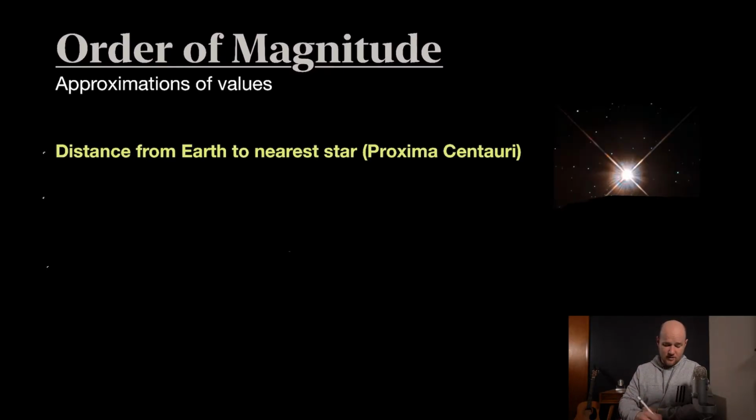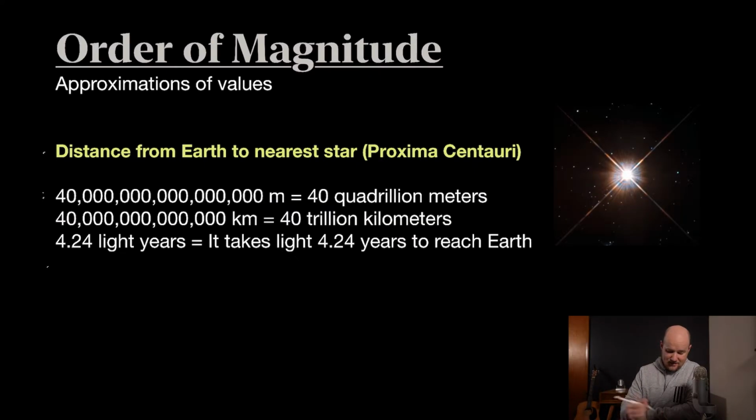So the first approximation that I want to give you is the distance from the Earth to the nearest star, which is Proxima Centauri. I guess that's how you say it. So this distance is very, very large. Anytime you're dealing with distances in the universe or solar systems, you're talking about very large distances. And by the way, this is Earth's nearest star, not counting the sun. We'll get into that distance in a little bit. But you can see that from the Earth to Proxima Centauri, it is about 40 quadrillion meters.